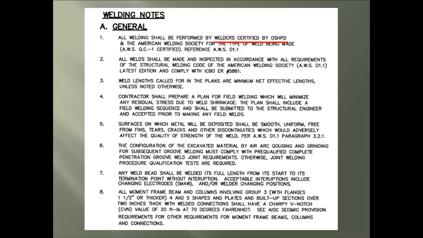Welders need to be certified by OSHPD. The latest edition of the AWS D11 must be used. Contractor shall provide a field welding sequence and have it approved. And here is what the AISC 9th edition calls jumbo members.